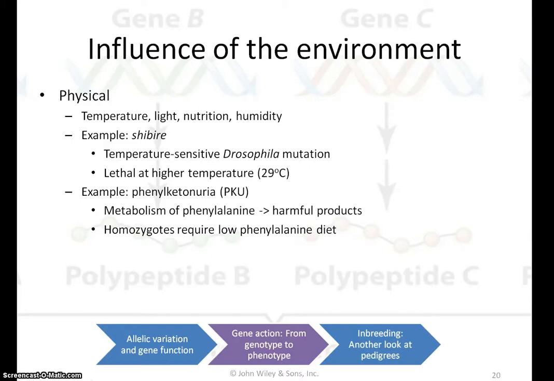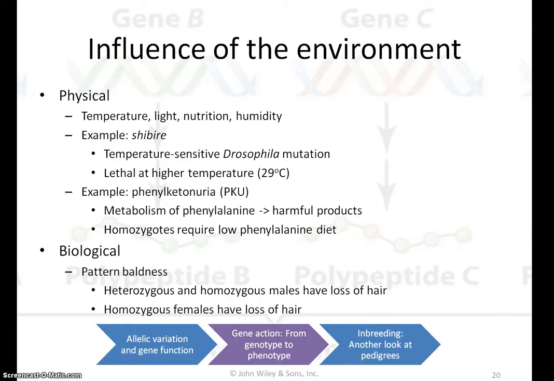Another example is something we see in humans, PKU, which is a disorder of the metabolism of phenylalanine. When these individuals metabolize the amino acid phenylalanine, which they get from their diet, it's converted into harmful products. So individuals who are homozygous for this allele require a low phenylalanine diet, and therefore those harmful products do not build up, and this essentially changes the phenotype.